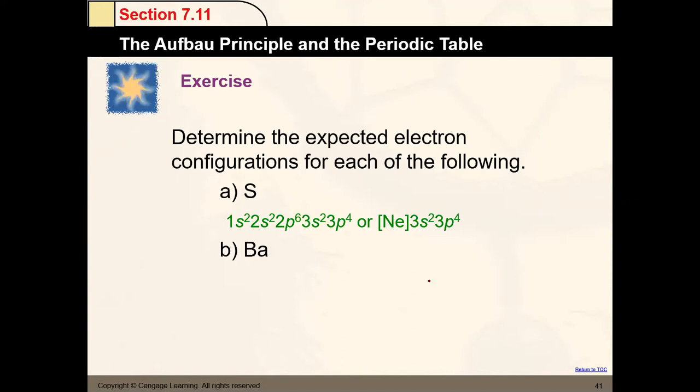So that's the technique. Here for barium, they're using the abbreviated form, they use xenon. Xenon is the previous noble gas before barium. Europium is an f element, that's why it ends in f7.